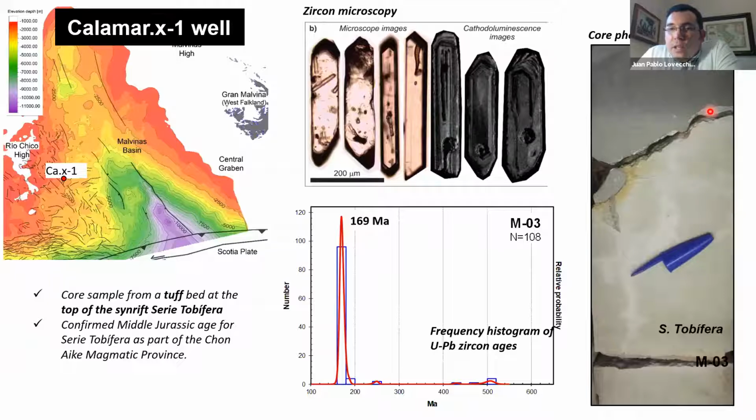And you see the unconformity and the position of the Springhill Formation on top of that. This is what the very prismatic, elongated zircon crystals look like. And they provided a single peak of 169 million years, so this is Bathonian, for the deposition or the crystallization of this Tobifera series at the top of the syn-rift in the position of the Calamar well, which is located here to the west of the Malvinas Basin in the Rio Chico High.